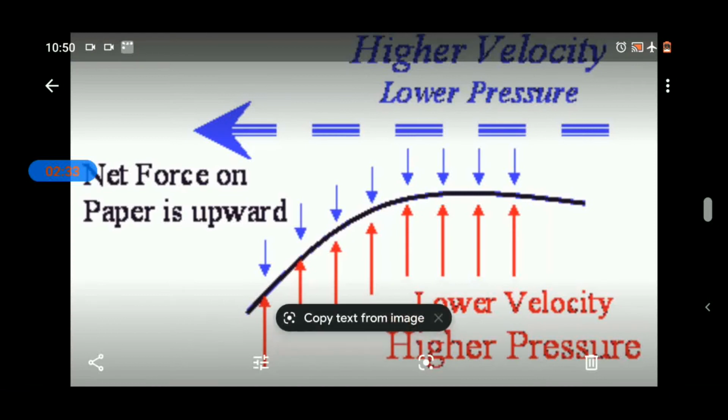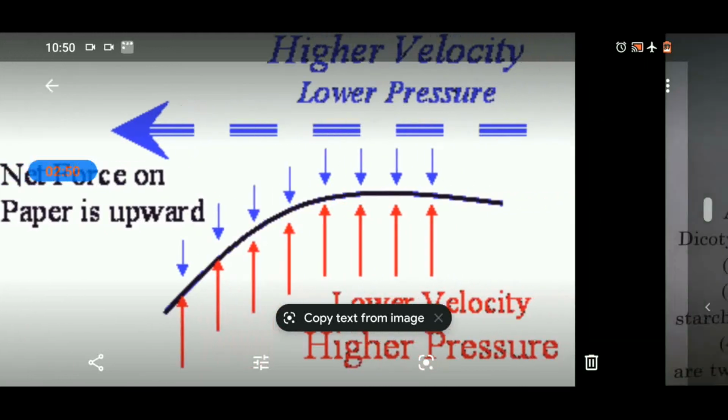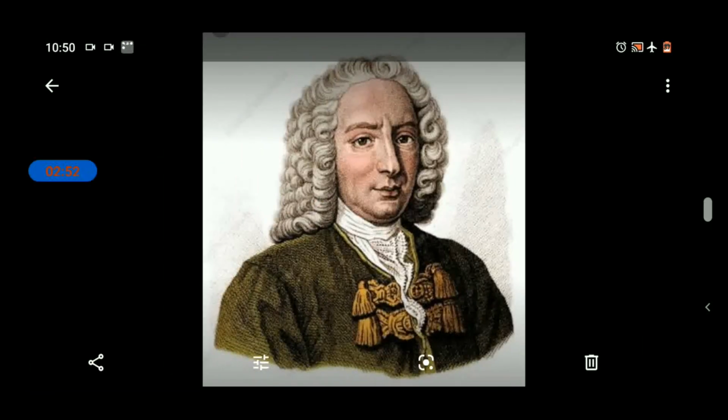So this, as much as the higher velocity, the lower pressure will be there, and it's the net force on a paper upwards. By using the paper, they have shown this one. Now if the velocity is lower, the pressure goes on increasing. It's the picture of the scientist Daniel Bernoulli.